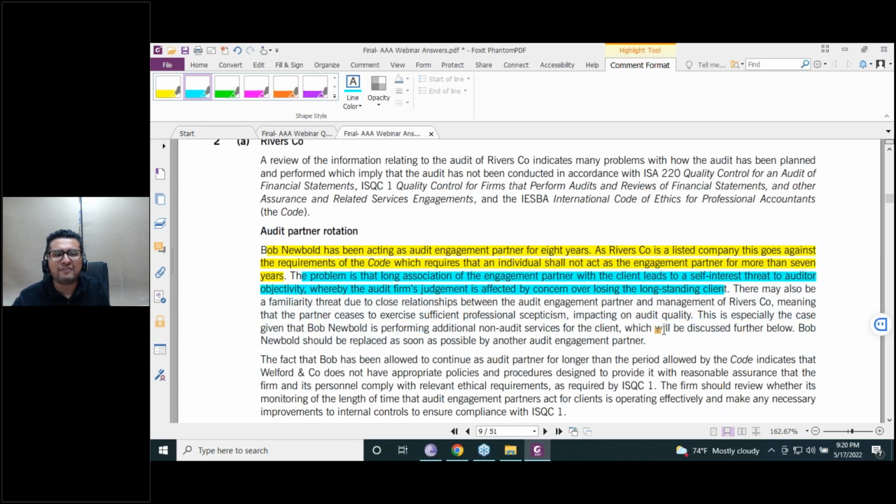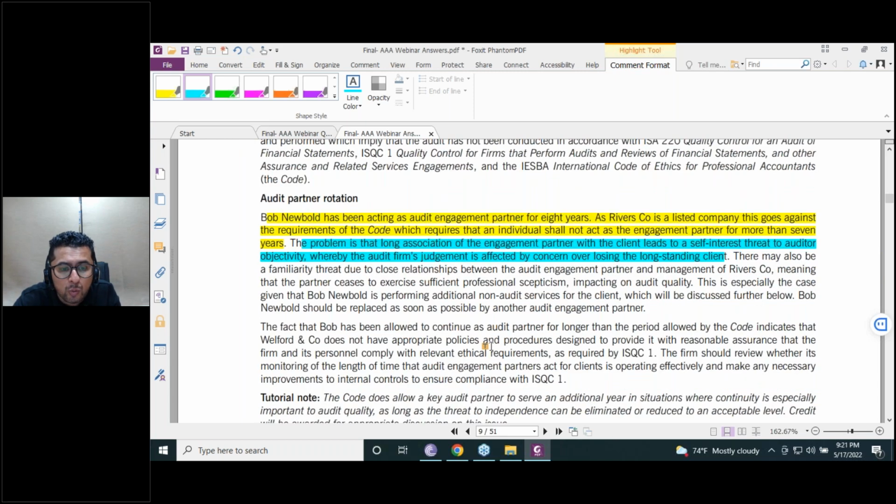Because the audit firm would have apprehensions in their mind that they do not wish to lose the client. So they would like to continue with that particular individual, thinking, if we remove that individual, what if we lose that client? So you are explaining what problem it could create. This is what I call why this is a problem. This will create self-interest threat. The objectivity will be compromised and you will have concern over losing the client. Another why, another problem. Again, this would also lead you 1 mark.